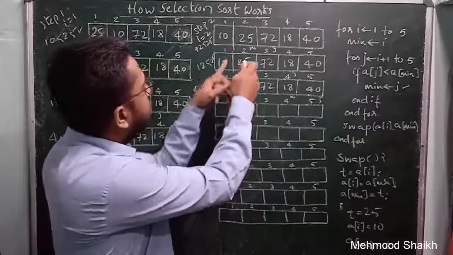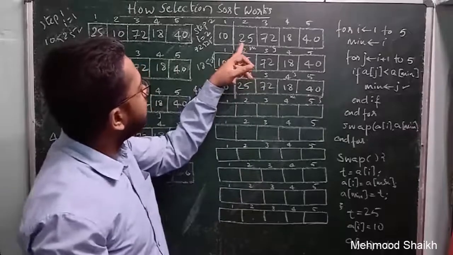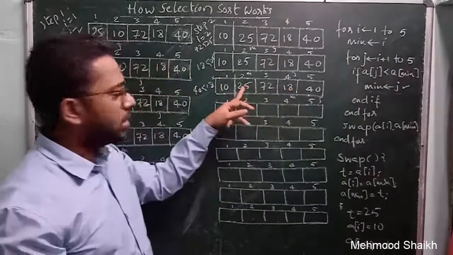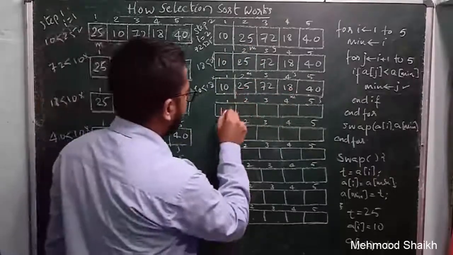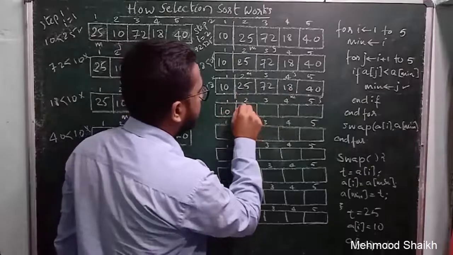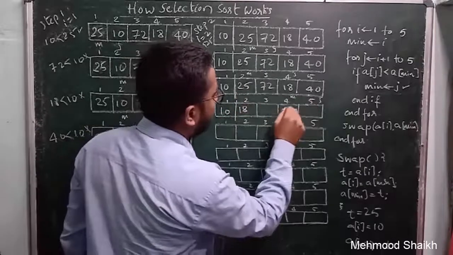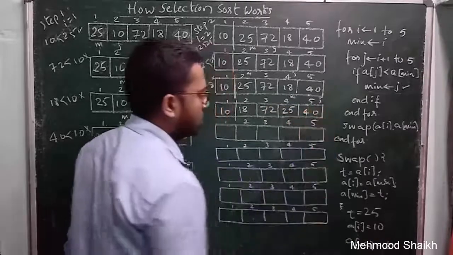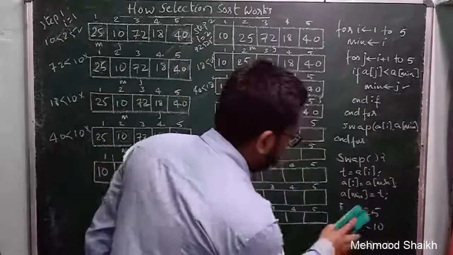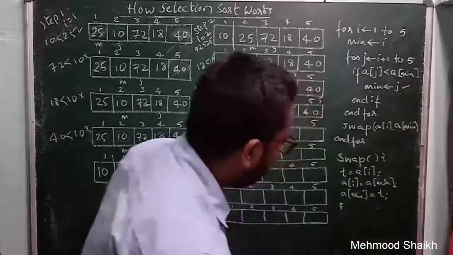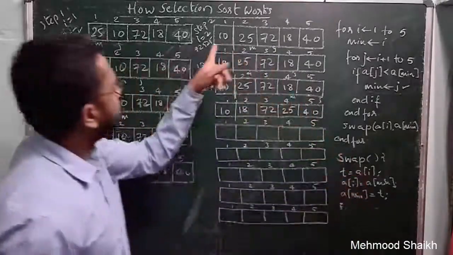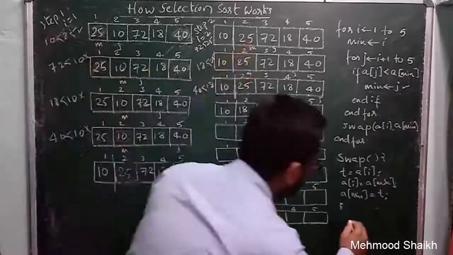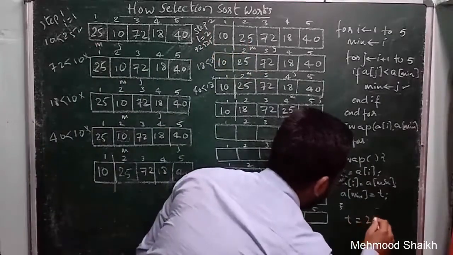We had started searching for the smallest element from this point, so we have to swap this 18 with this 25. So now here 10, and here 18, and then you need to put 25 here, 72 here, and then 40 here. Now let us see the swapping process. A of I was 2. A of I is 25. So now t will be 25.